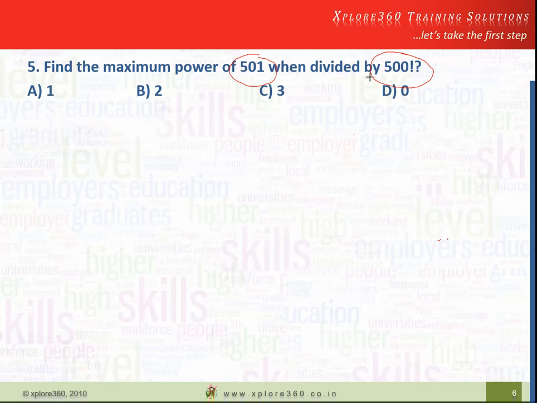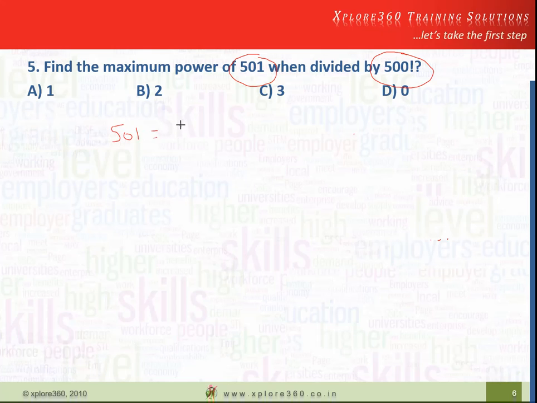500 factorial is going to be a very big number, but you might be aware of how to calculate these type of questions, finding the maximum power of any number. But that method, dividing by that number, is used only for prime numbers, and 501 is not a prime number, right? So we'll have to factorize 501 first of all.